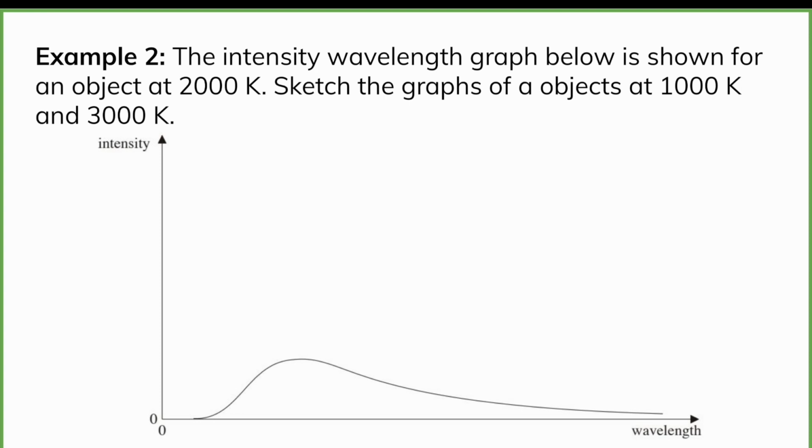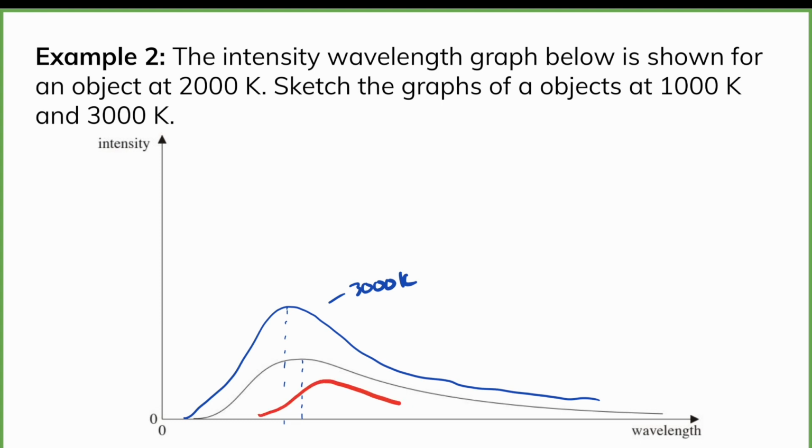Next question here, the intensity versus wavelength graph is shown for an object at 2000 Kelvin. We want to sketch the graphs for 1000 and 3000. So the two key points we want to remember is that for hotter objects, the intensity is greater, but the peak wavelength is less. So I'm going to do the 3000 Kelvin object first. We want to make sure the peak is to the left of the peak here. So I see my peak wavelength is here, which is to the left of this one. And the radiation is higher everywhere. So this could be potentially for the 3000 Kelvin. For the 1000 Kelvin object, everywhere it's going to be lower, but the peak wavelength should be more to the right, it should be longer. So this could be potentially for the 1000 Kelvin object.